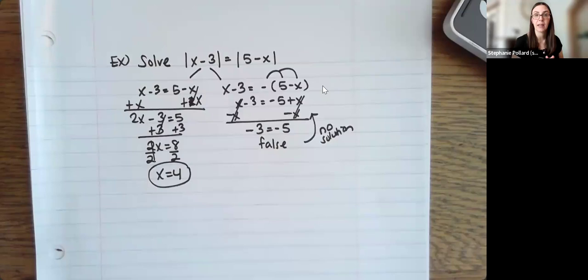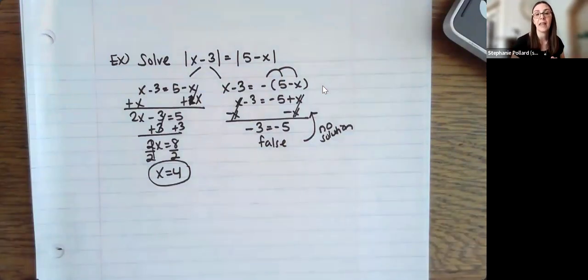So you want to isolate that absolute value. Or if you have two, you have one on each side, and then take it from there.